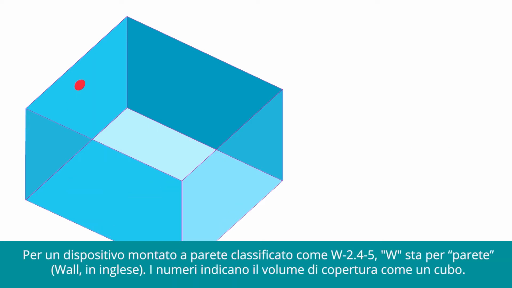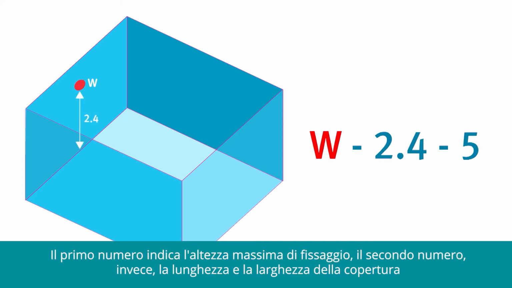A wall-mounted VAD might be rated W2.45, where W stands for wall. The numbers again represent the coverage volume, this time in the shape of a cube, where the first number is the maximum height on the wall that the VAD can be mounted, and the second number is the length and width of the coverage.